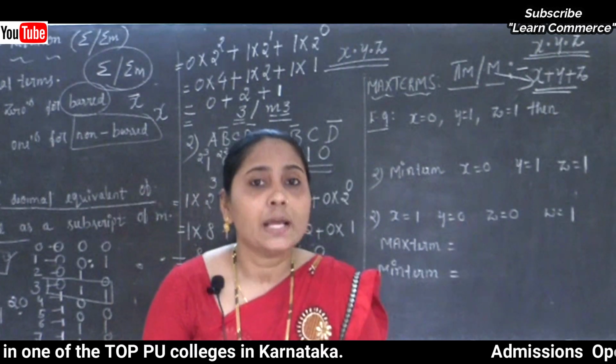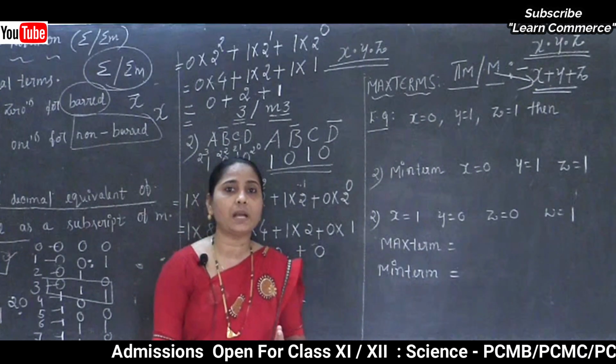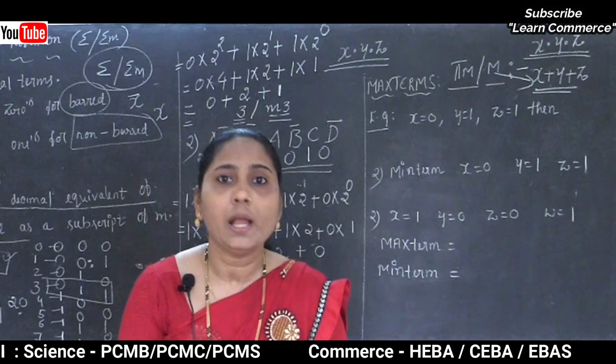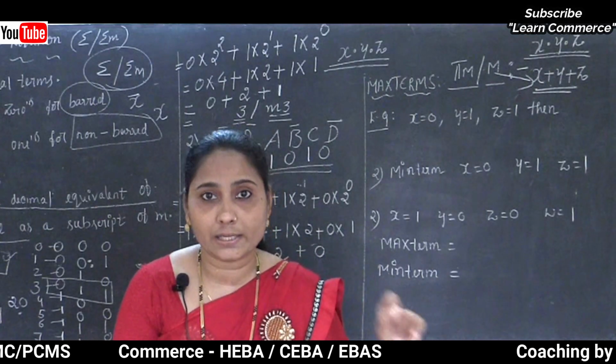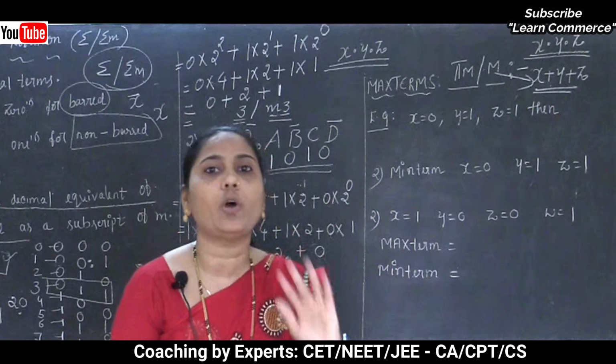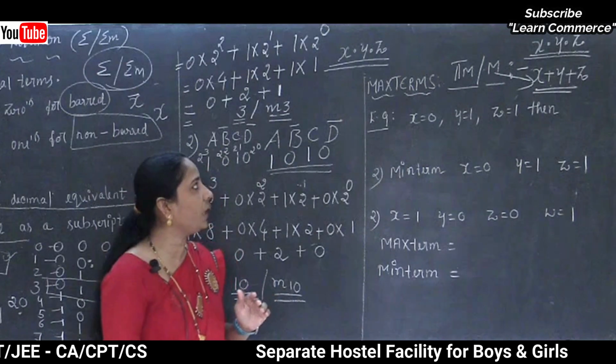The Maxterm is the sum of all the literals. Literals here means something which consists of a single variable or its complement. So the Maxterm is the sum of all the literals with or without the bar within the logic system. So this is the definition of the Maxterm.